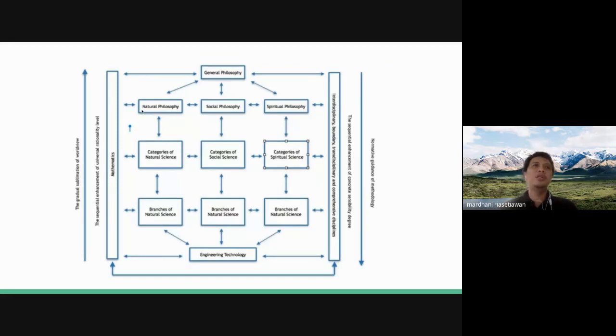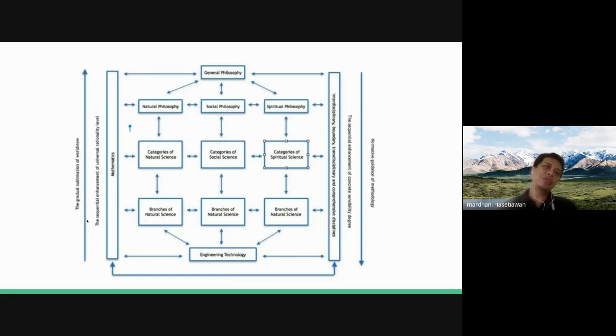Because we have some theory in here. So this is the first. When we see the general philosophy of science, it means we also have the term natural philosophy. This deals with the natural sciences, the natural things in the world. And then we also have social philosophy, and then spiritual philosophy. But you can see in here actually we have two sides.